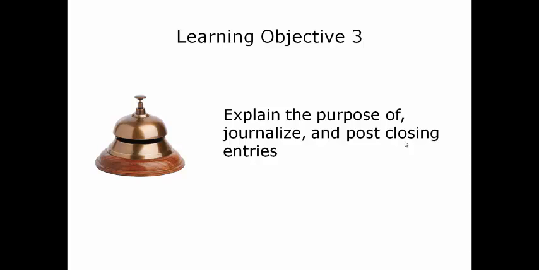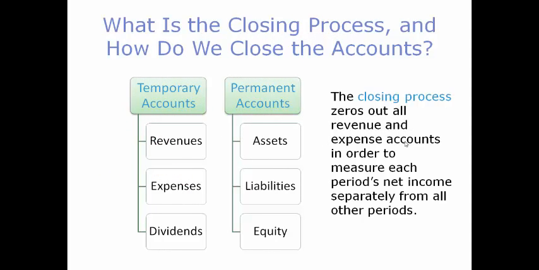If you want to think of it this way, anything that showed up on the balance sheet is going to be a permanent account. And everything that you close will ultimately land in the retained earnings account when you do your closing entries. So let's take a look at the journalizing and posting entries.